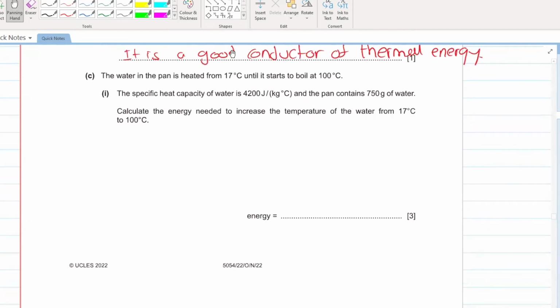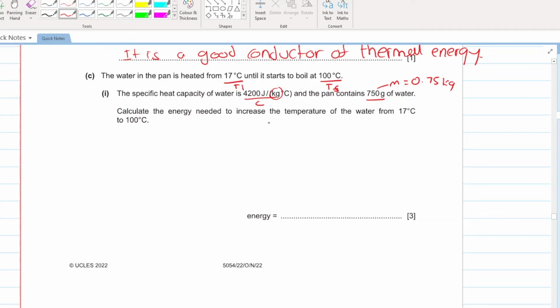Now let's move on to part C. If you see part C, you have water in the pan at 17 degrees centigrade. This is your initial temperature of water. It starts to boil. This is your final temperature. The specific heat capacity of water is this. And the pan contains 750 grams of water. This is the mass of water, that is 0.75. You will convert this into kg. Why? Because the specific heat capacity is also given in kg.